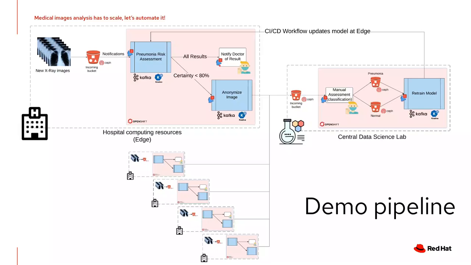But if the model is not really sure of its assessment, let's say under 80% of certainty, a copy of the image will also be anonymized, removing the personal information that is printed on it, and sent to a central data science lab. Here, the image can be reviewed and classified by specialists, and the model can be retrained using the same automated pattern. Once the new model has been generated, it is pushed to a Git repo, which will trigger a rebuild of the risk assessment container image that will automatically be deployed seamlessly. Of course, this risk assessment pipeline can be reproduced at many other locations at the edge, each one benefiting from this shared model training. Let's go see it running.